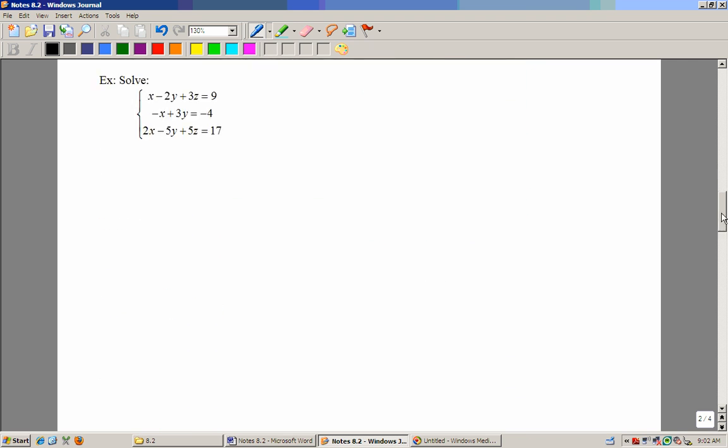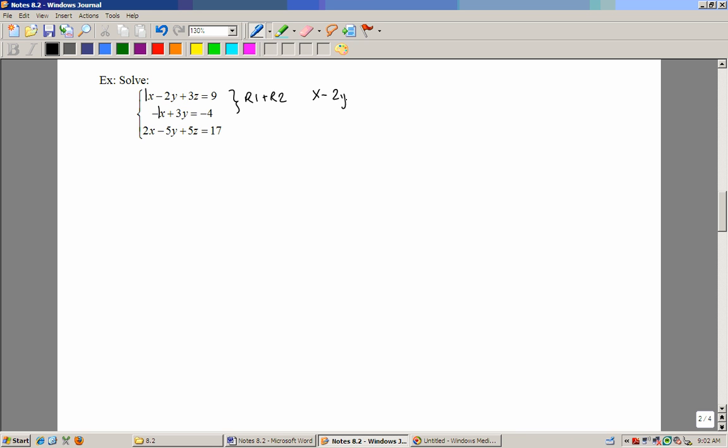So let's do an example. We have this one here, 3 equations, 3 unknowns. We're going to start by taking these first 2 rows, row 1 and row 2, and adding them together. You notice you do have a 1 as the coefficient in the first equation and a negative 1 as a coefficient in the second equation. When you just combine those, the x's will disappear.